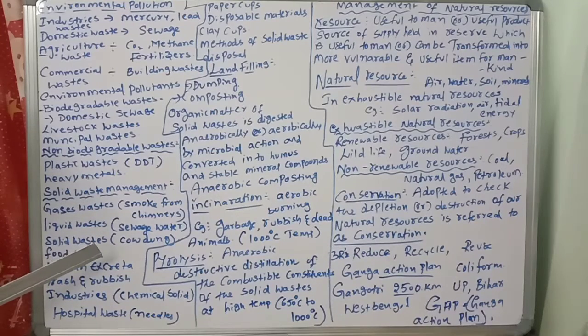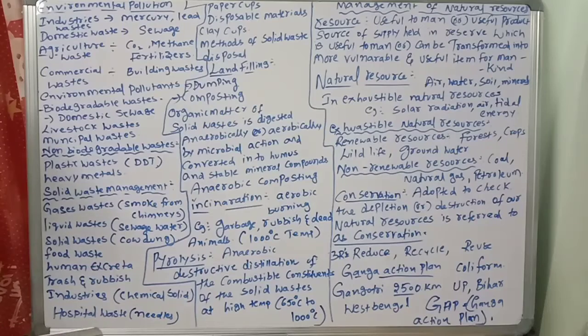What are the solid wastes? Food waste, cow dung, human excreta, trash, rubbish, farm waste, industrial and chemical waste, and hospital waste. These all are solid wastes, and they are very, very dangerous. When heaps of solid waste accumulate, the surroundings become polluted.